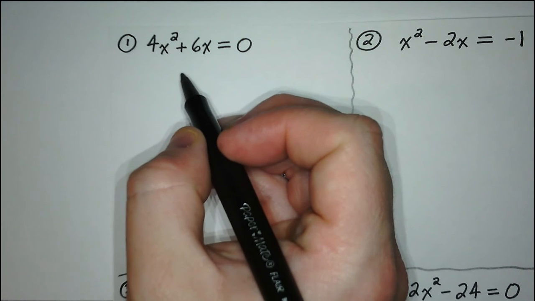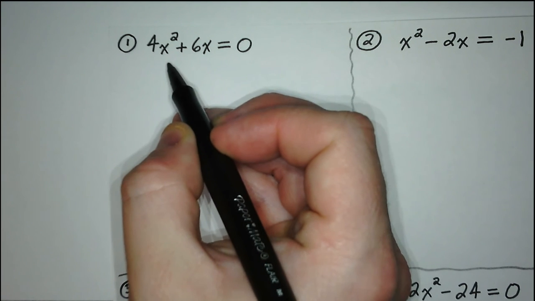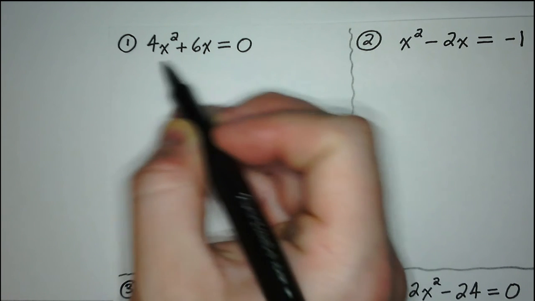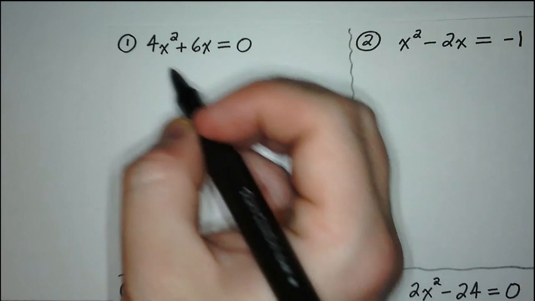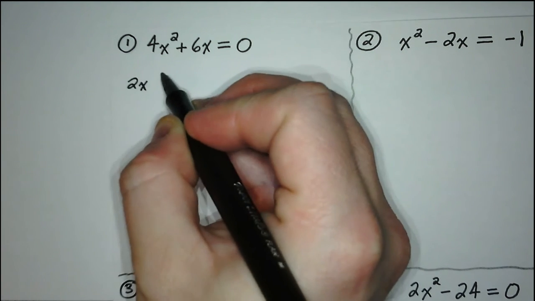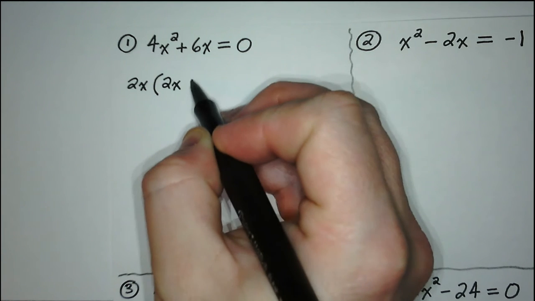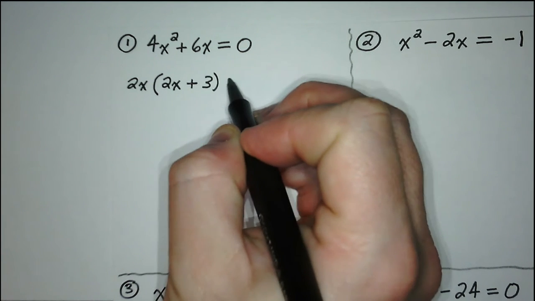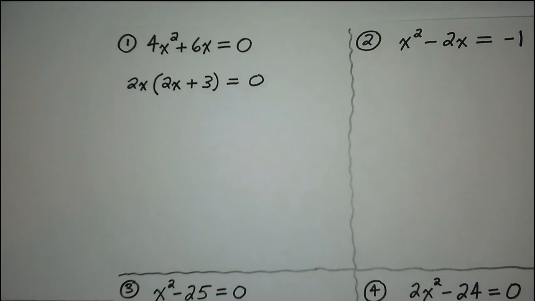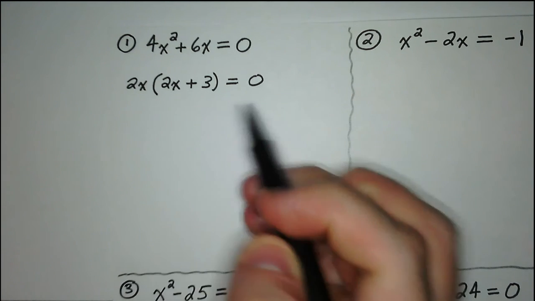Well, the first method we always try is what? GCF method. Is there a GCF? Yes, there is. The GCF is 2x. And when you factor that out, what you're left with is 2x plus 3 in the other factor, the bubble factor. So 4x squared, yeah.